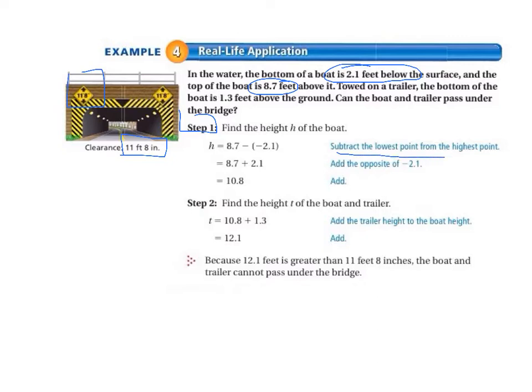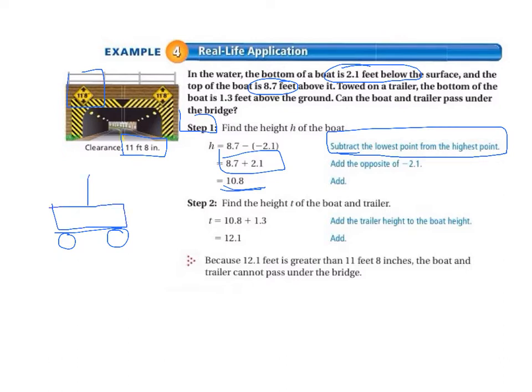So we subtract the lowest point from the highest point. And so when we do that, we are adding the opposite of negative 2.1. So that looks like 8.7 plus 2.1, and it comes out to be 10.8 feet. And then we find the height, t, of the boat and the trailer together. So you've got your trailer. I'm going to draw this, which you all should know by now. My drawings are not always so great, but here's our boat on the trailer.